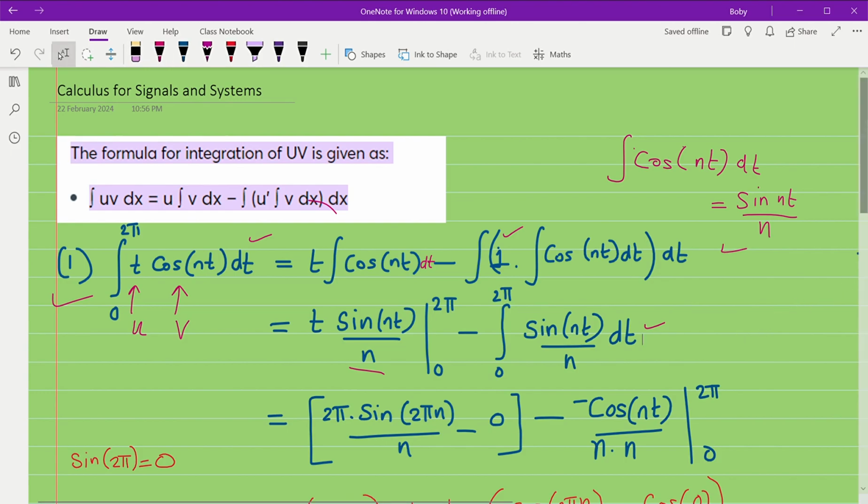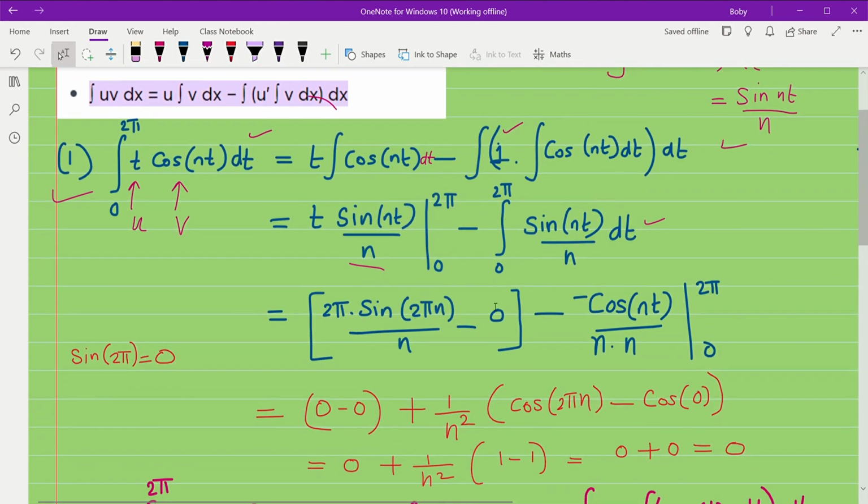Now let us see what is next. So now here we can apply the limits.